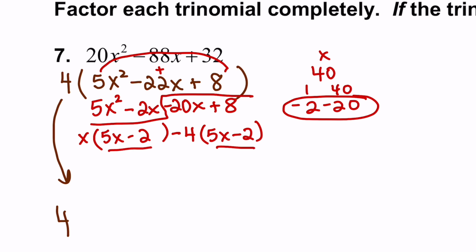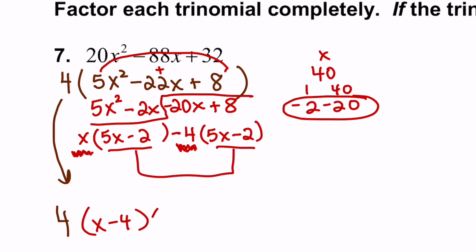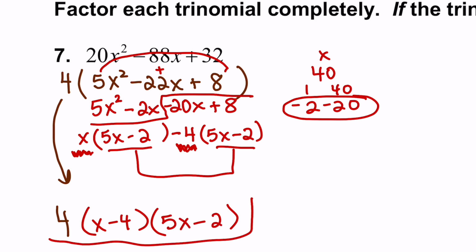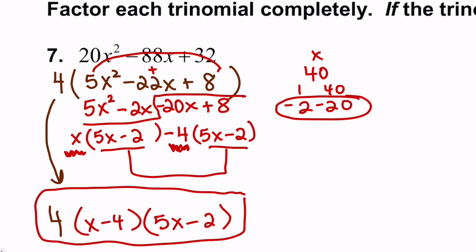You know you did it right if these two are the same, or you have a pretty good idea that you did it right. Our first factor is going to be the x minus 4. Our second one is going to be whatever is in both of these second parentheses, which is the 5x minus 2. So this would be our factors for number 7.